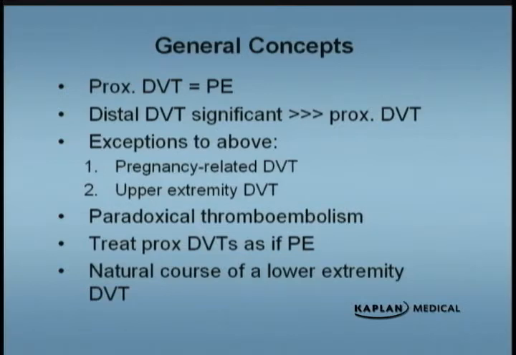The way we treat proximal DVTs is the same as pulmonary embolism, because I just told you that one and the other are about the same disease. So when you find a patient with a proximal DVT, you should treat it just like a pulmonary embolism: 6 months of anticoagulation, if not more.